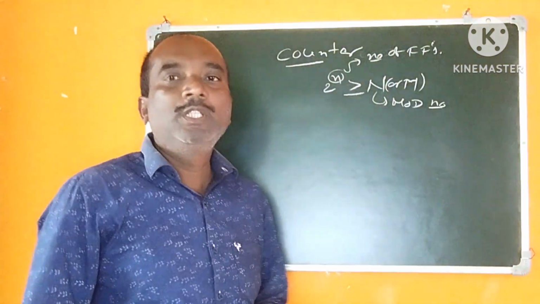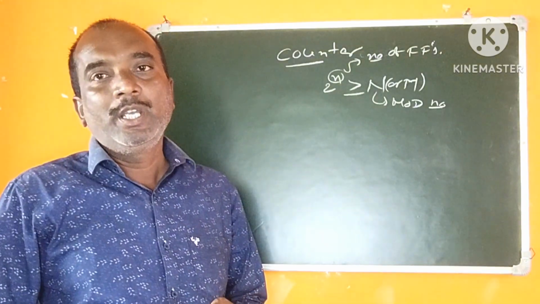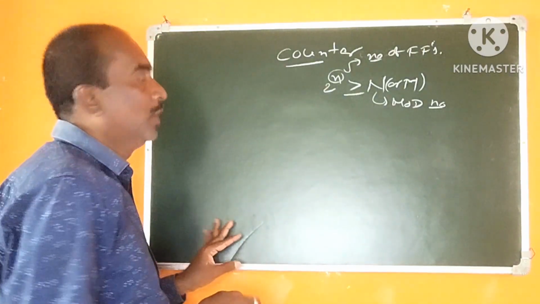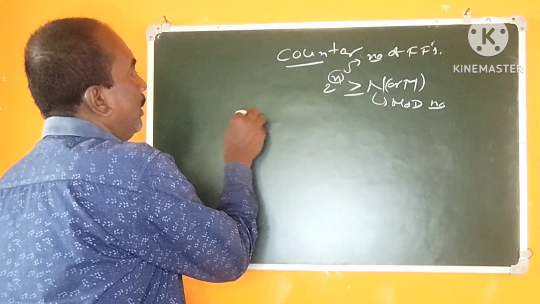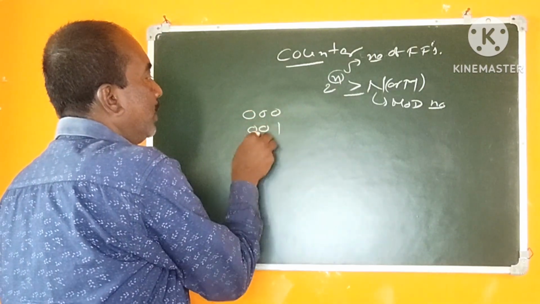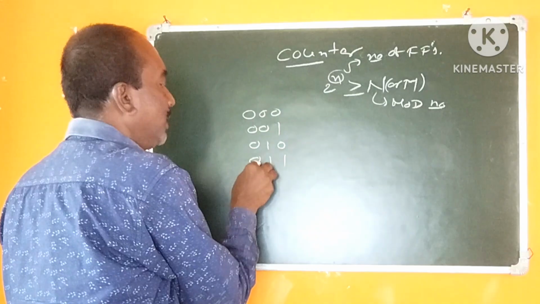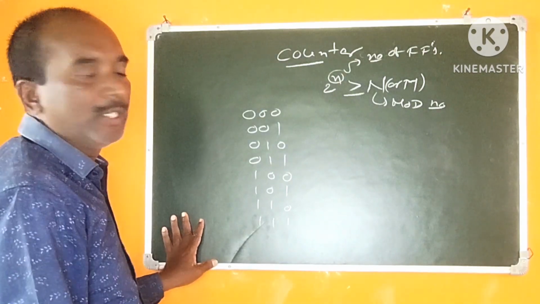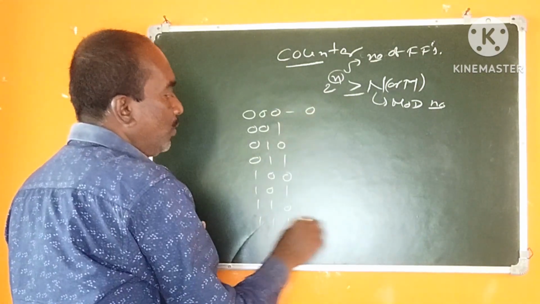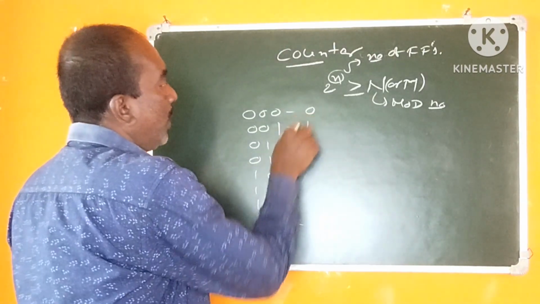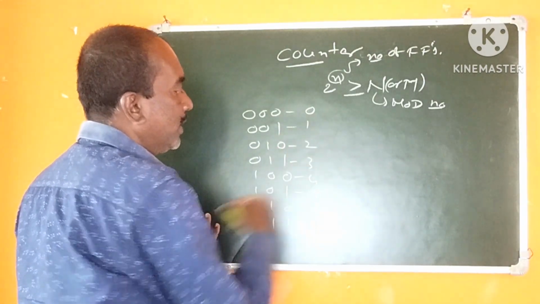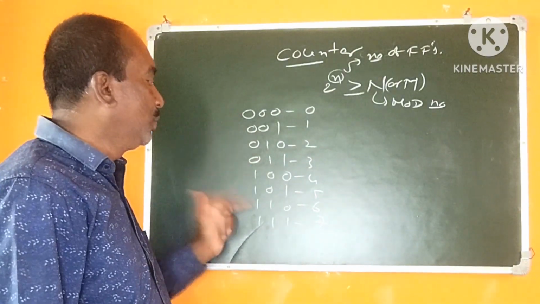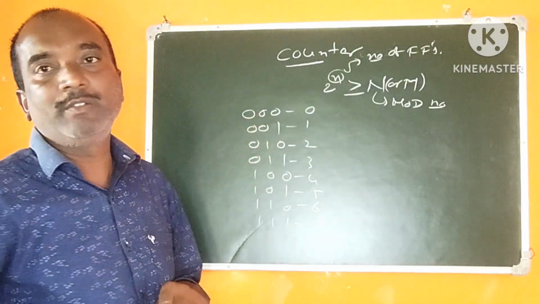For example, if you want to design a 3-bit counter, a 3-bit counter will vary from 000, 001, 010, 011, 100, 101, 110, and 111. That means it is varying from 0 to 7: 0, 1, 2, 3, 4, 5, 6 and 7. A 3-bit counter will vary from 0 to 7 with a 3-bit binary.